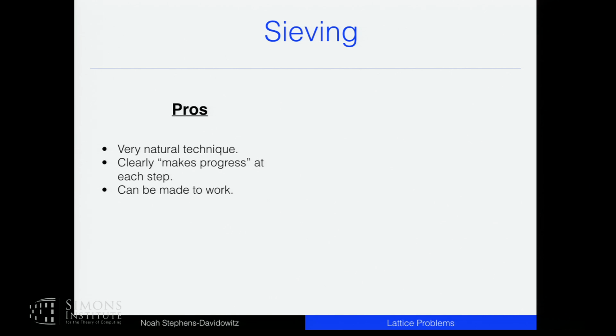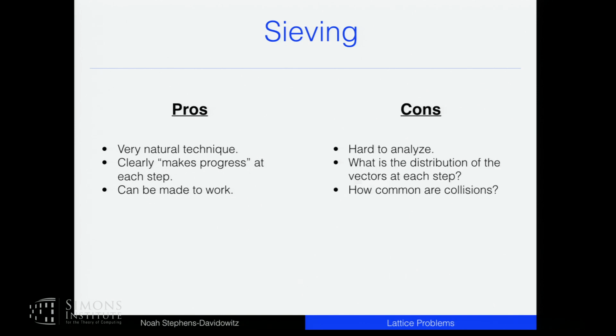And there's a sense, this kind of goes to Vinod's question, but you can always just declare that I'll only take differences of vectors that are shorter than all my current vectors or something like this. And in such a way, you can always clearly make progress at each step. Every single step, you get shorter and shorter vectors. And the biggest pro of sieving is that it actually does work. But there's a really big con, which is that it's very, very difficult to analyze this algorithm.